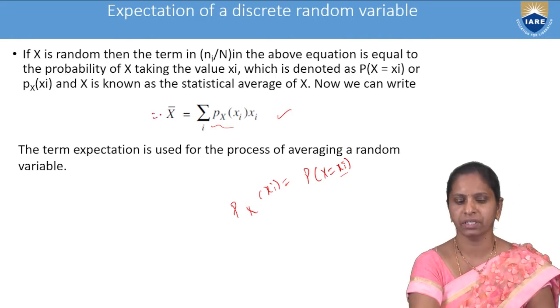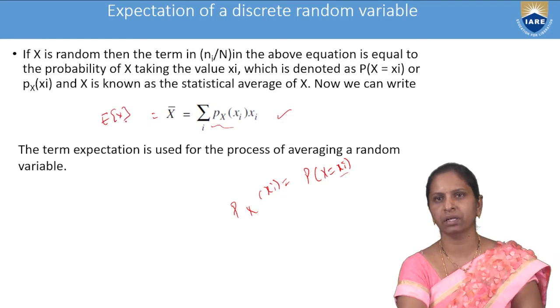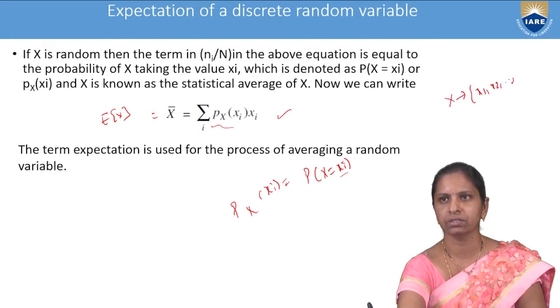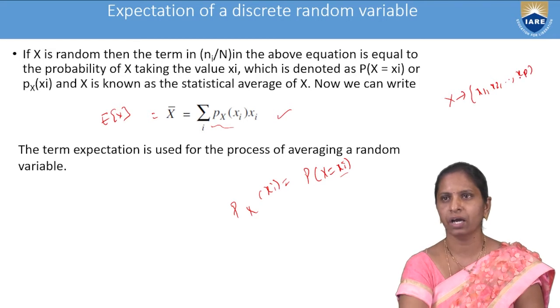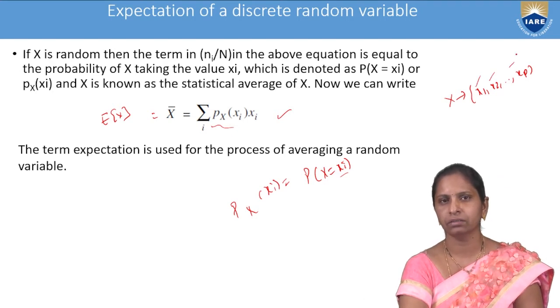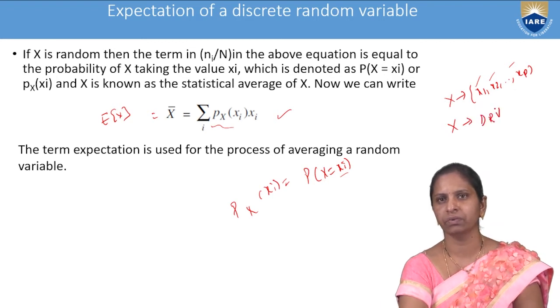So it can be represented by u of x. And what type of random variable here? Here my x is having the elements like x1, x2 and so on, up to xn, n number of elements. Then these are countable and finite, and these are discrete in nature. Therefore, the type of random variable here is a discrete random variable.